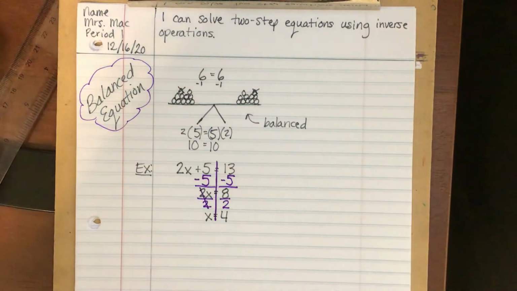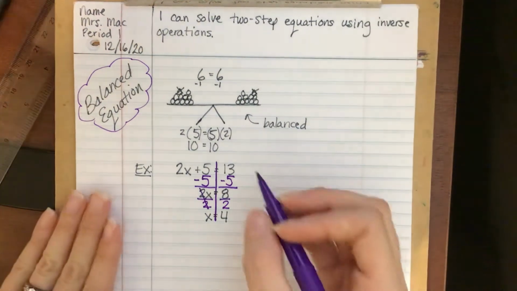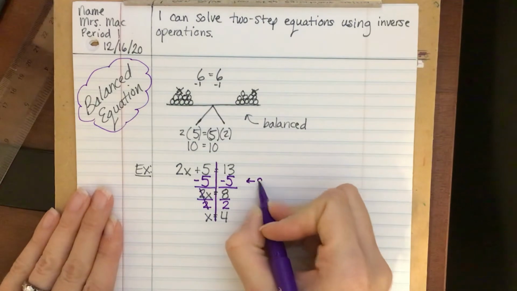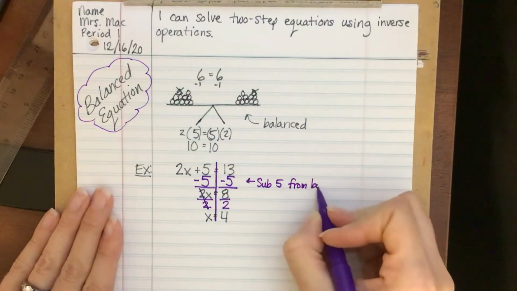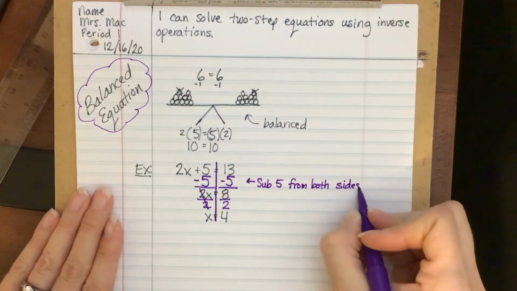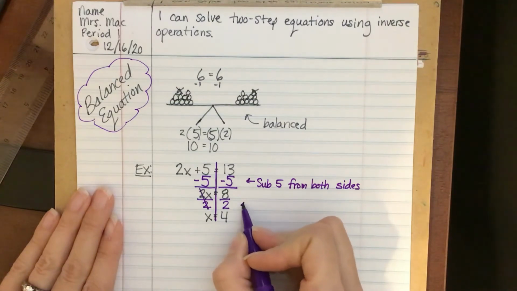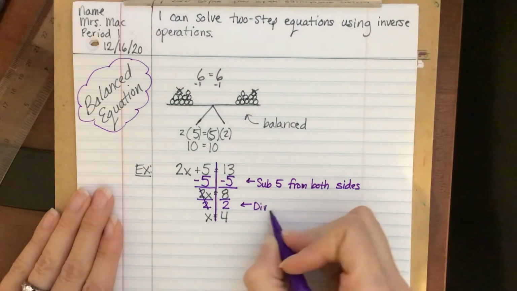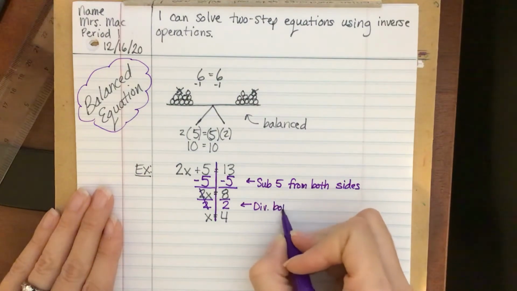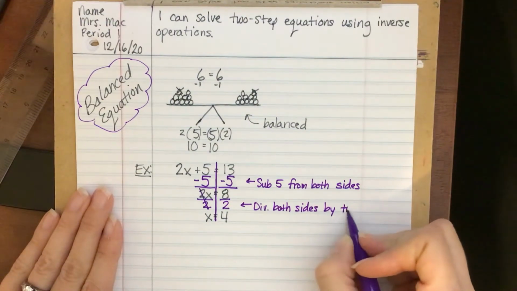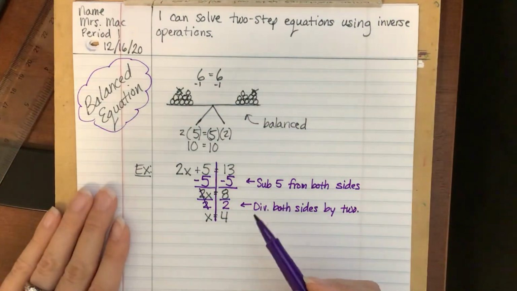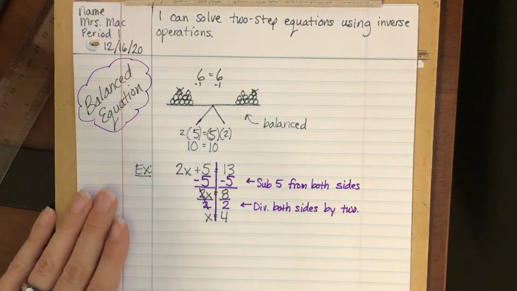So let's talk through this. What we did here is we subtracted 5 from both sides. Then we divided both sides by 2. Okay. So what hangs up a lot of people here is which operation to do first.